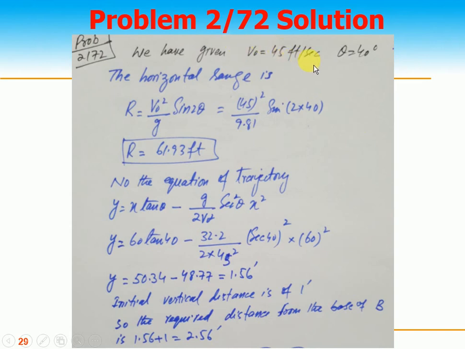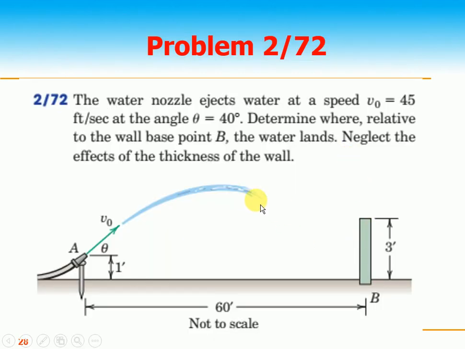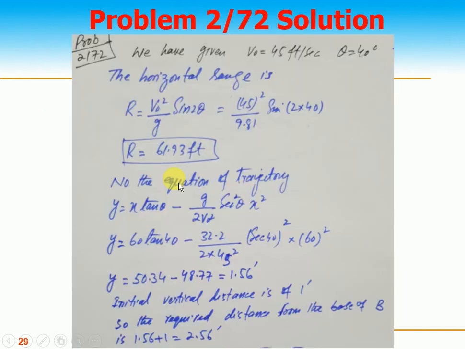So we have given v0 45 feet per second and theta is equal to 40 degrees. If we need to find the total horizontal range, it is v0 square by g times sine of 2 theta. By putting the values, you get 61.93. This clearly shows that it will hit the vertical wall at some height, because this distance is 60 feet and the horizontal range is 61.93 feet.